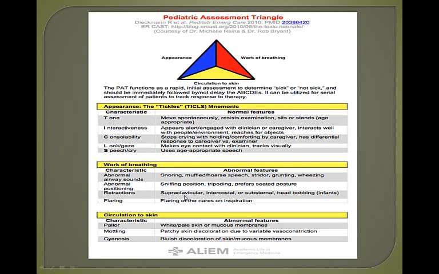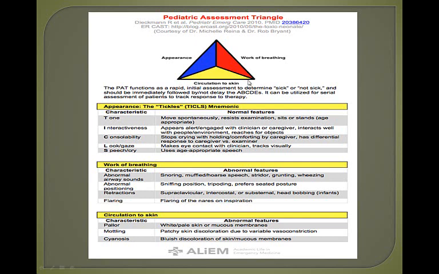Are they supraclavicular retractions, intercostal retractions, substernal retractions, or even head bobbing in infants? And is there any flaring of the nares on inspiration? And flaring, if you recall, looks like the child is taking a big whiff of something, and their nares really flare out.